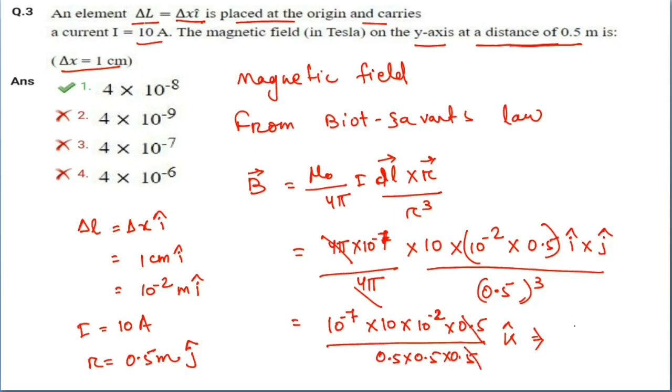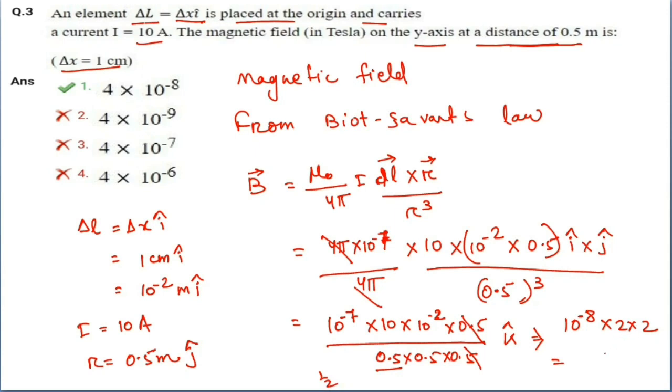Here 1, 0.5 cancel with 1, 0.5, 10 to the power minus 7 minus 2 minus 9, and 10 to the power 1, that is 10 to the power minus 8 divided by 0.5 and 0.5. 0.5 is 1 by 2, so into 2 into 2. So final answer is this, 0.5 is 1 by 2.